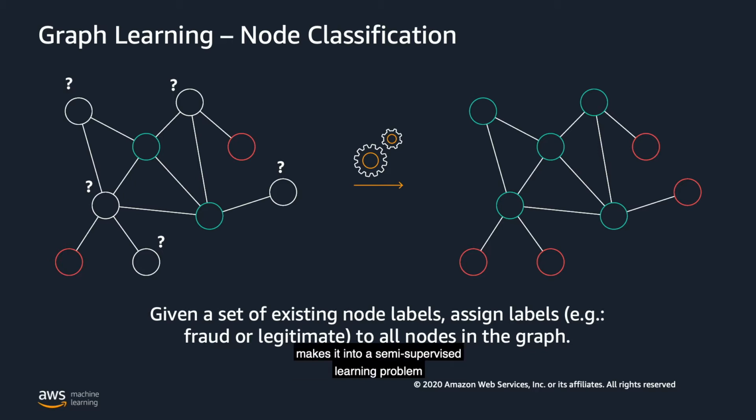Formulating the problem this way makes it into a semi-supervised learning problem in machine learning. And in order to use machine learning models or algorithms on the graph nodes, we need a numerical representation for the nodes. Now let's dive into how these numerical representations are derived.